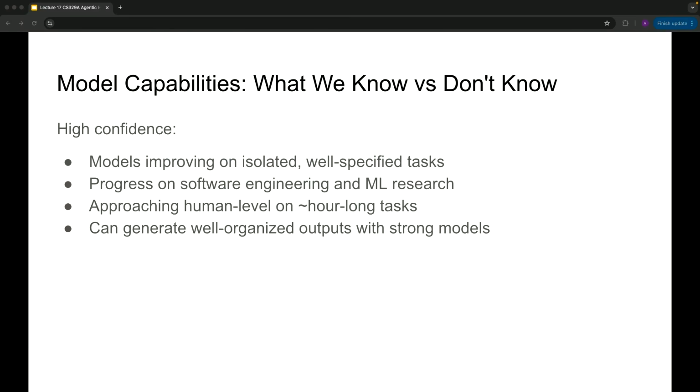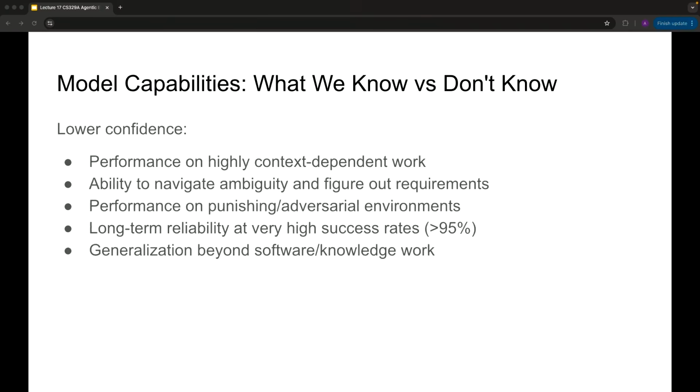So we definitely are seeing these models do a really good job in terms of, say, solving hour-long tasks there. And the stronger models can generate very well-organized outputs, even if not all parts of those outputs are correct.